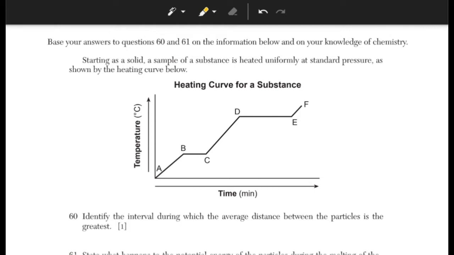Starting as a solid, a sample of a substance is heated uniformly at standard pressure, as shown by the heating curve below. Identify the interval during which the average distance between the particles is the greatest. The heating curve shows a substance as it changes from a solid to a liquid to a gas. The interval EF will represent it being a gas. In a gas, the particles are the most spread apart, so the answer to this question is the interval EF.